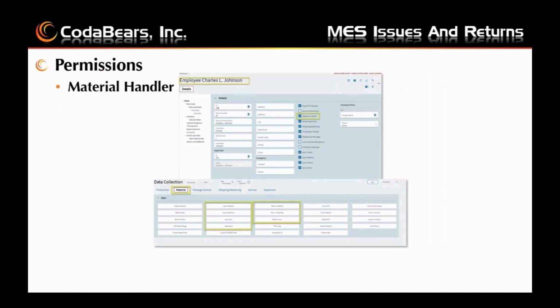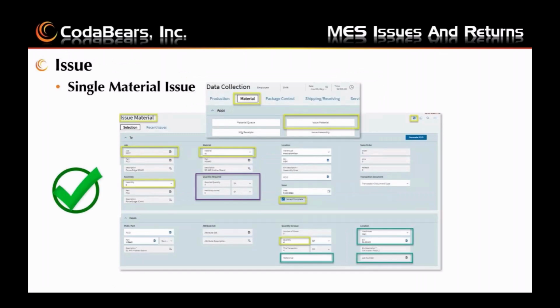Notice the second picture shows the main buttons that we'll be talking about today, those used for issuing and returning materials. The first column has all the issue buttons, and the second column highlighted shows all the return buttons available in MES.